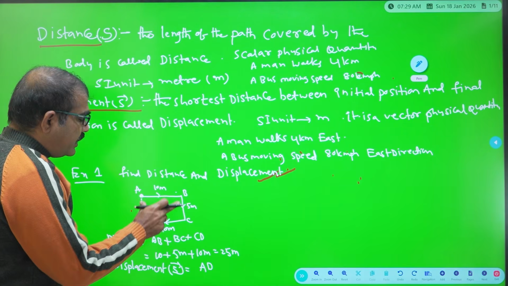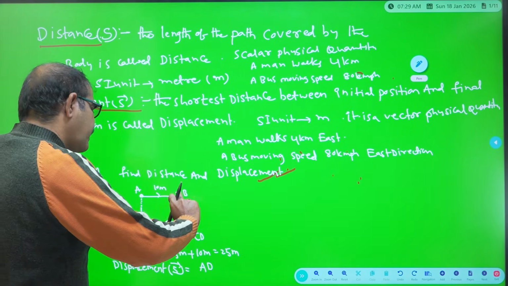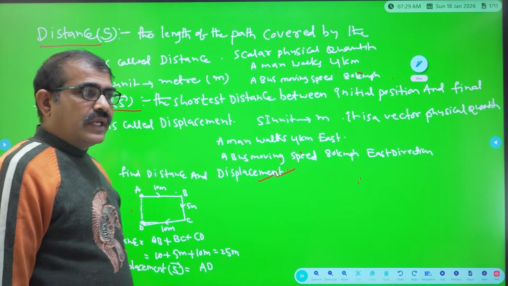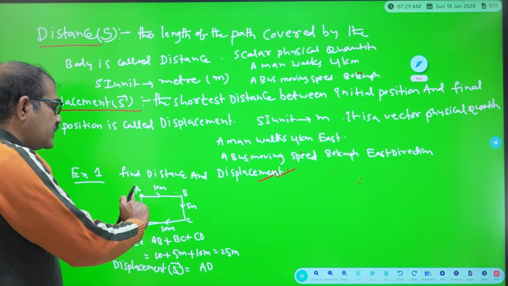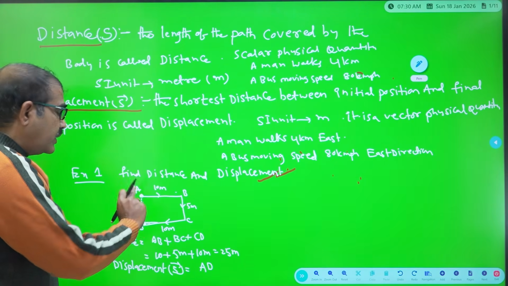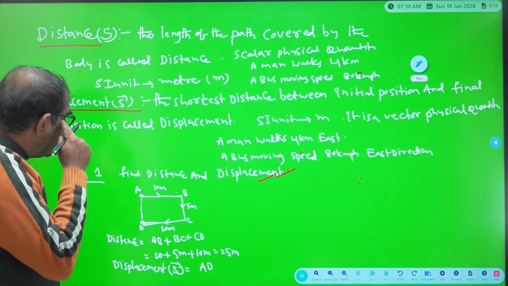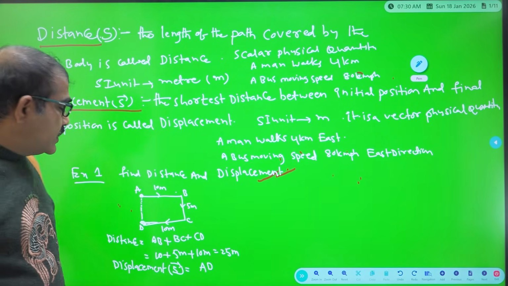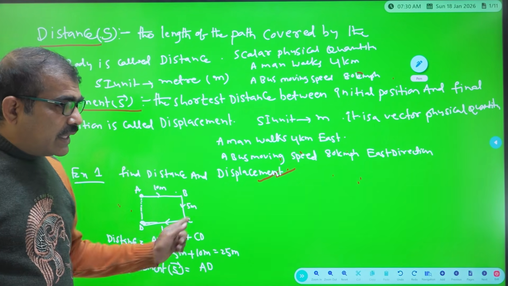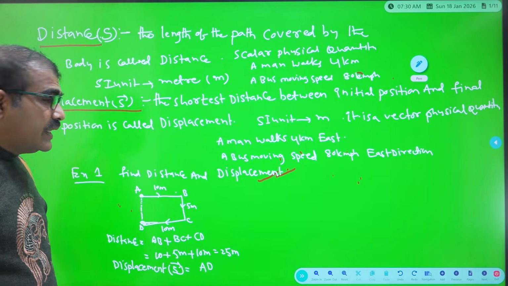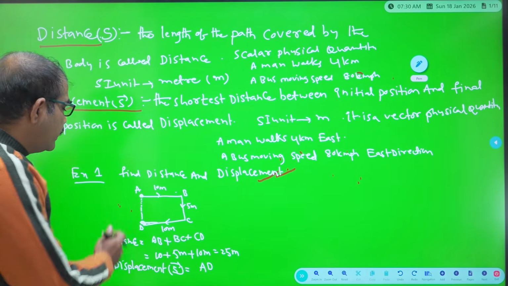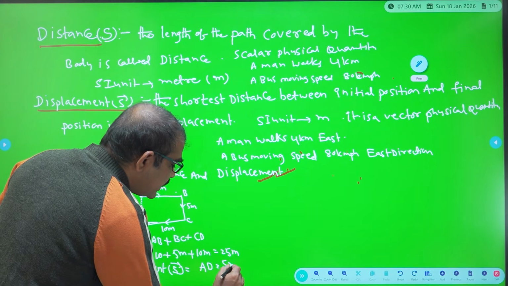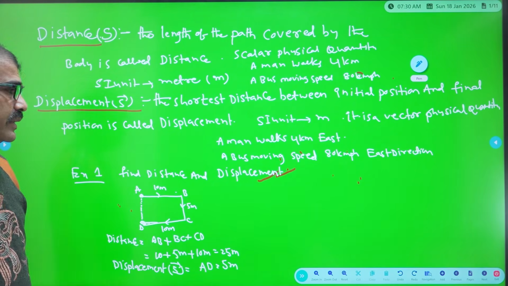Now this is a rectangular shape. This side is 10 meter, this side is 10 meter. This is 5 meter, this is also 5 meter. So opposite sides are equal. That's why displacement is AD, A to D. The dotted line indicates displacement. The thick line A, B, C, D indicates distance. So AD is 5 meter. 5 meter is the displacement.